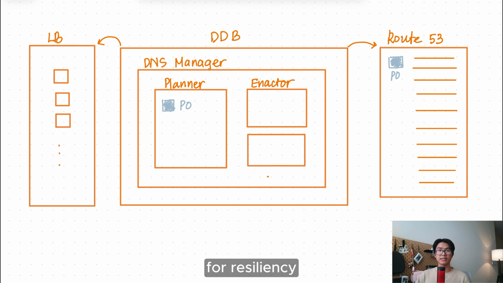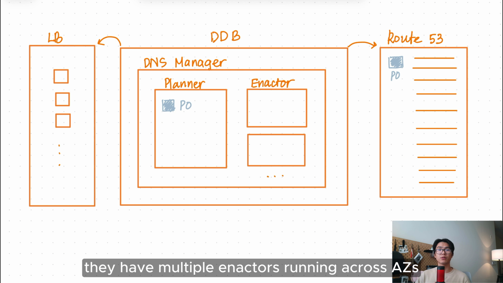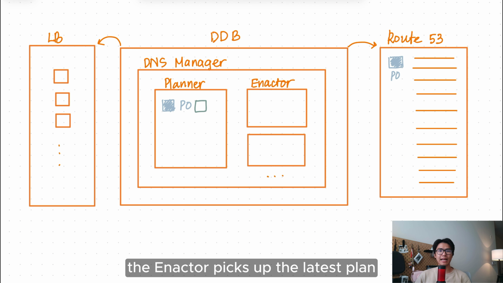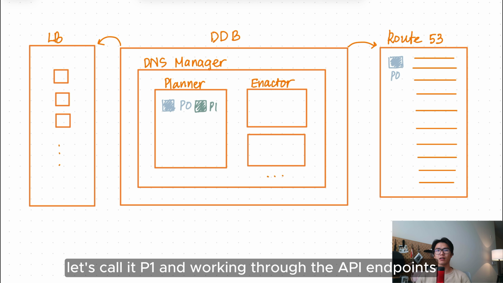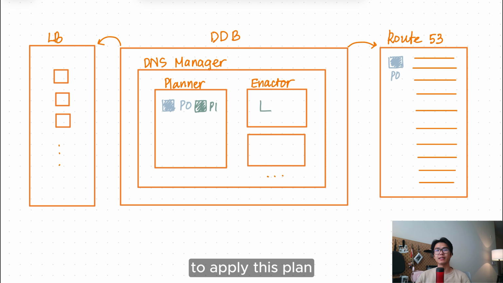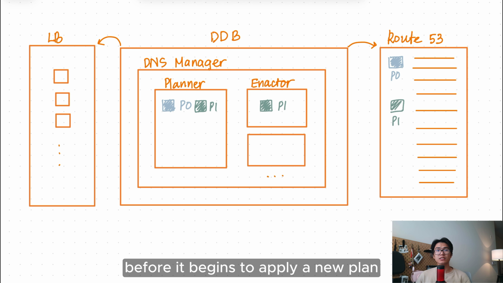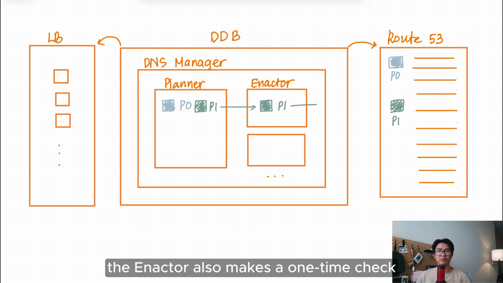For resiliency, they have multiple enactors running across AZs. Under normal operations, the enactor picks up the latest plan, let's call it P1, and works through the API endpoints to apply this plan. This process typically completes pretty fast to keep the DNS state freshly updated. Before it begins to apply a new plan, the enactor also makes a one-time check to make sure that its plan is newer than the previously applied plan.